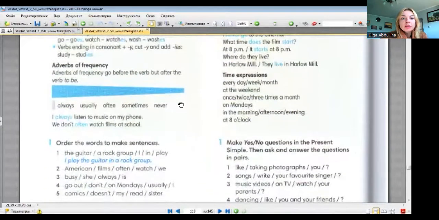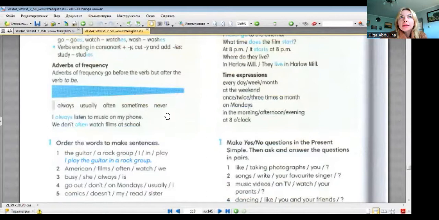Then we'll continue talking about always, usually, often, sometimes, and never. I will just remind you that their place in a sentence is supposed to be after the main verb. Right after the main verb, if it is to be. Якщо це to be. Після основного дієслова, якщо це to be, власне, да? She is always late. Вона постійно запізнюється.